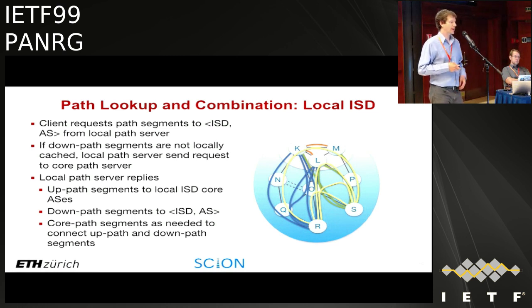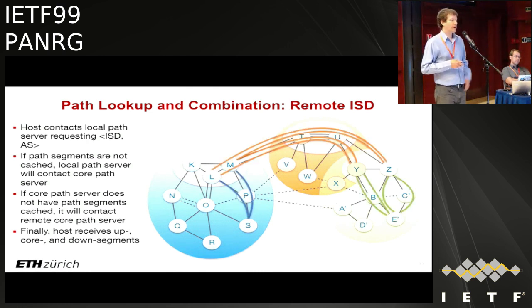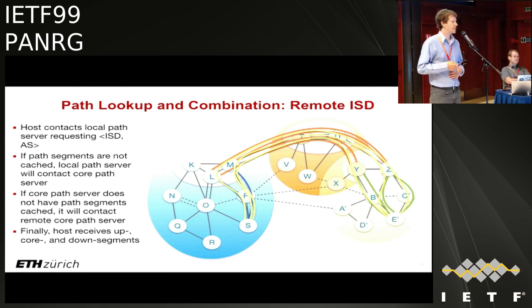Also, this obviously works for the intradomain case. So here we have a host in S communicating with a destination in E prime. And again, the host fetches up paths, core paths, and down paths. And again, multiple path combinations are possible. Although they traverse some of the same ASs, at the interface between autonomous systems, different links can be used, and they're being differentiated to create multiple paths.